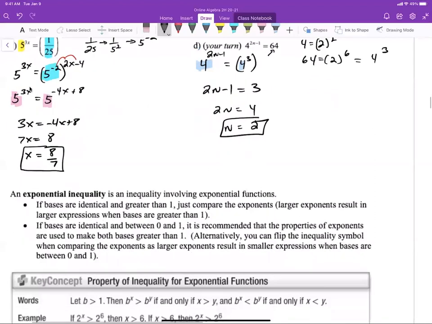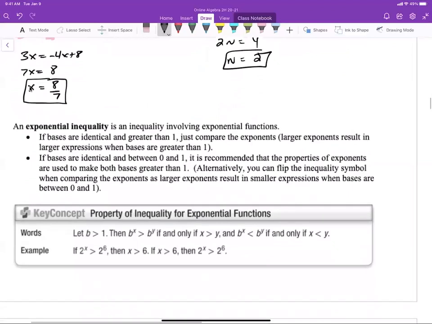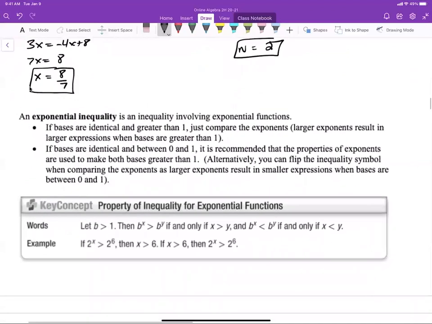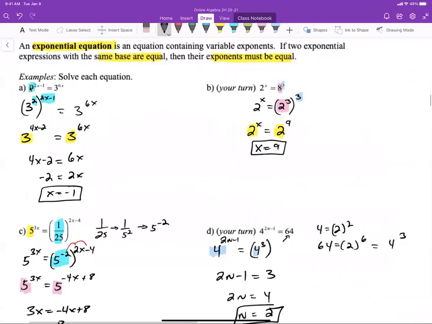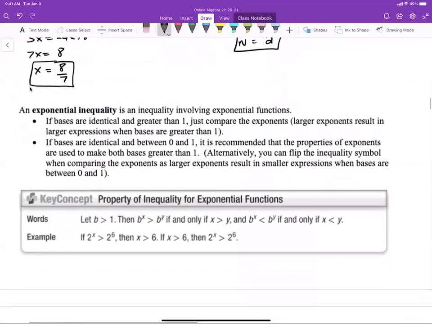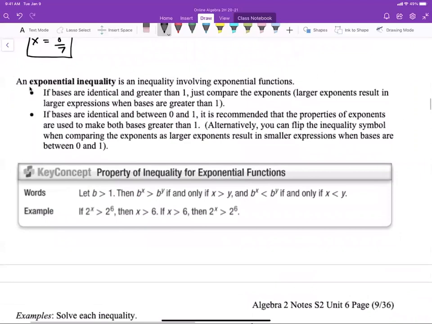All right. Now we're going to do inequalities. So what we just solved were equations that involved an exponential equation. Now I'm going to solve inequalities that involve exponentials. Now here's something we need to pay attention to. If the bases are identical and the bases are greater than 1, you can do exactly what we just did.